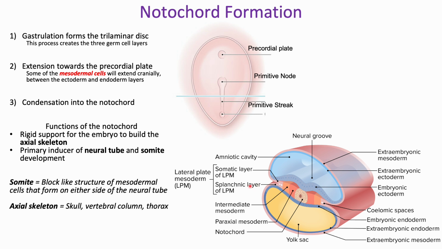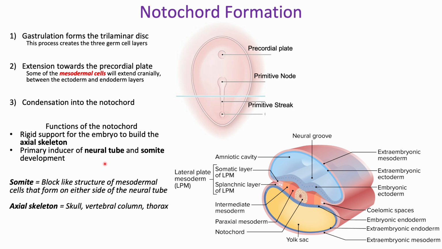All right, so there's a couple of functions to the notochord that we need to keep in mind. The notochord is going to be a rigid support. It's mesodermal cells. It's right in the midline, and it's going to help build the eventual axial skeleton. Right? It is the primary inducer of the neural tube and somite development, so it's sending signals to allow us to progress with neurulation and formation of the neural tube.